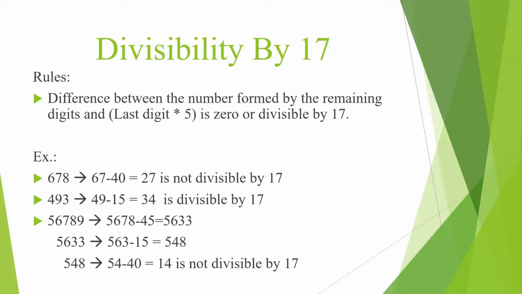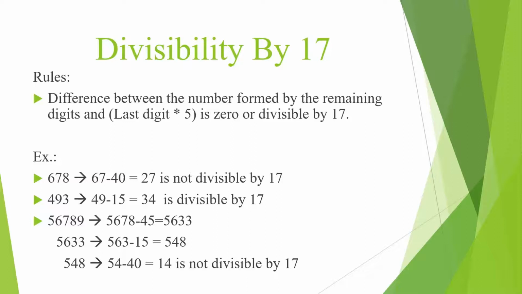Now let us consider a bigger number, 56,789. Ignore the last digit, we will get 5,678 minus last digit into 5, that is 9 into 5, 45. 5678 minus 45 equal to 5633. That is also a big number, so let us reduce it further. 5633, ignore the last digit, you will get 563 minus last digit into 5, that is 3 into 5 equal to 15. 563 minus 15 equal to 548.